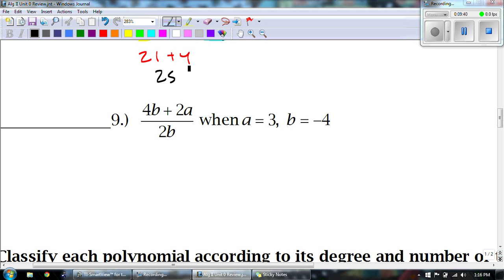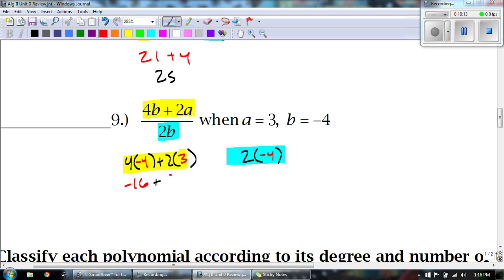All right, number 9. So I'm going to switch this up into the top right here, and then the bottom over here. So b is negative 4, and a is 3. So I'm going to do the top first. 4 times negative 4 is negative 16, plus 2 times 3 is 6, and negative 16 plus 6 is negative 10.